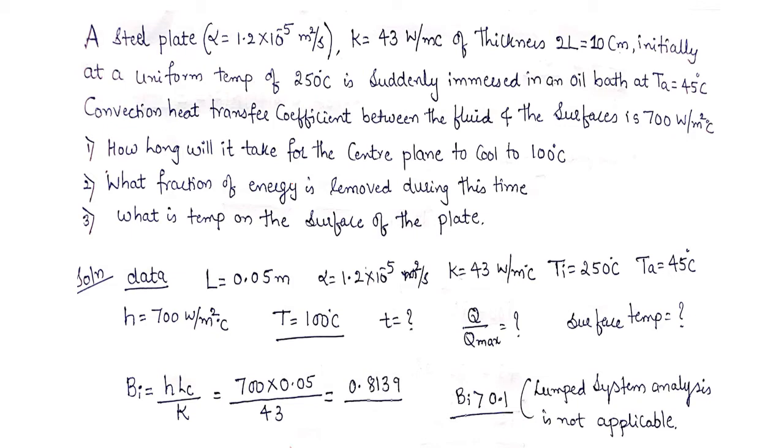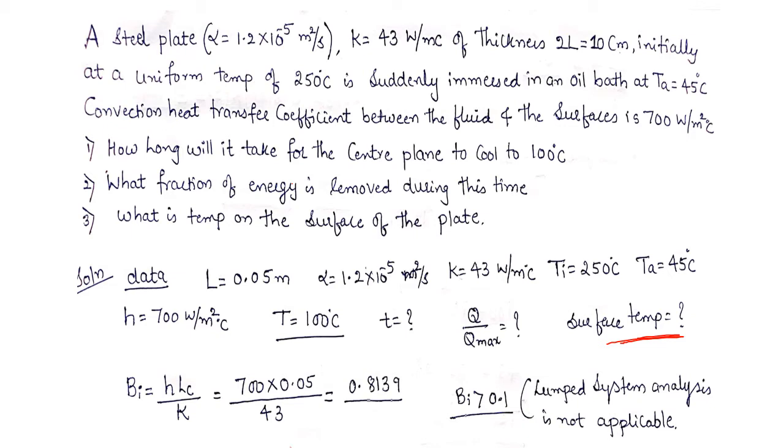So what is the time? How long it will take means he has asked us to calculate the time required to cool this steel plate at the center plane to 100 degrees centigrade. Next, he has asked us to calculate what fraction of energy is removed during this time. So what fraction of energy means the total heat transferred divided by the maximum possible heat transferred. So Q divided by Q maximum, we have to calculate this value. And what is the surface temperature of the plate? He has asked us to calculate this value.